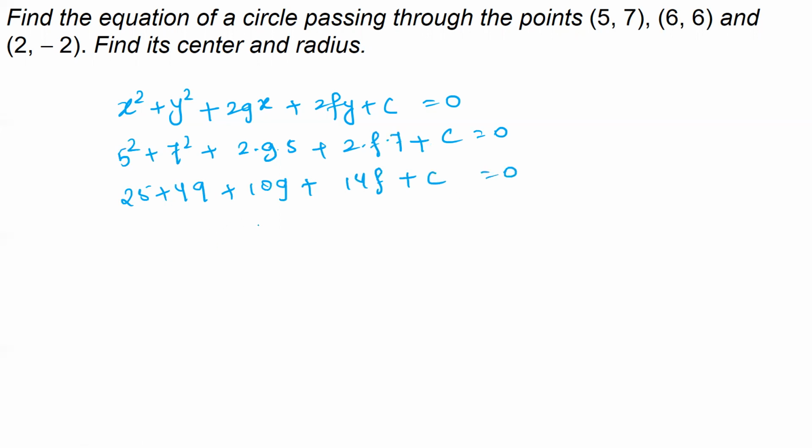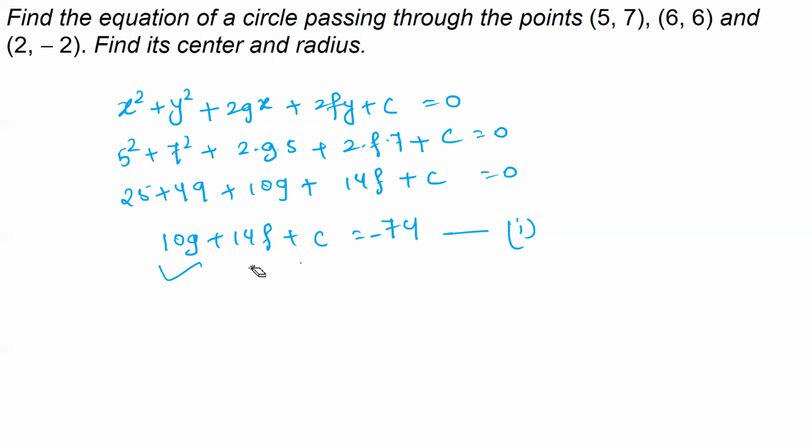On adding these two and then moving them to the other side, I get 10g plus 14f plus c is equal to minus 74, because we are transporting it to the other side. Let's call this our equation 1. So we have got an equation in terms of g, f, and c by using just this single point.